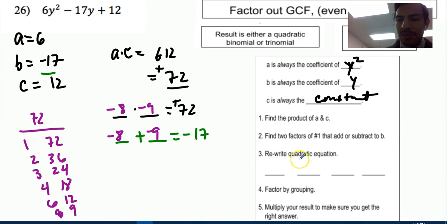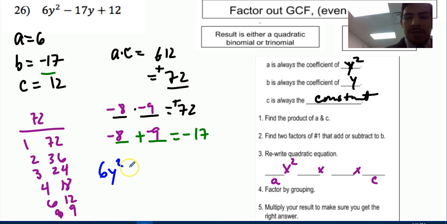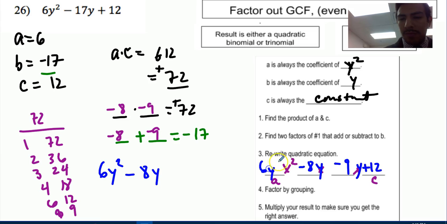And then the next step is to rewrite the quadratic equation with your ax squared and your c. But in these spots, you're going to fill something in with an x and an x, but put the number in front of each one. So we're going to rewrite this. And we got 6y squared, and then we got minus 8y, and then minus 9y. And then our constant is 12, or plus 12. So minus 9y plus 12.